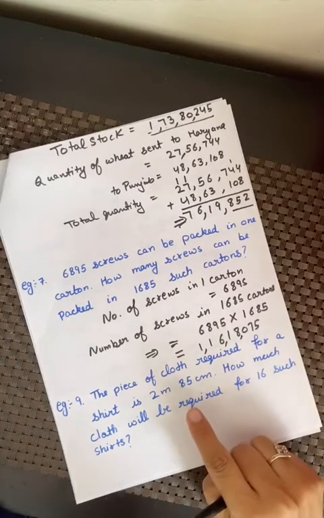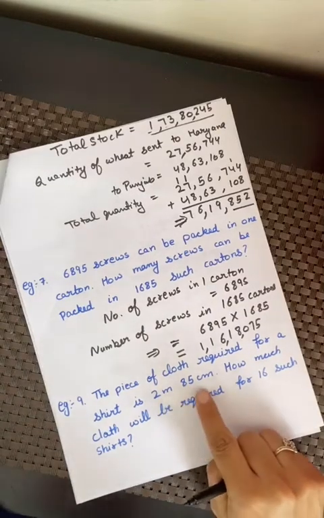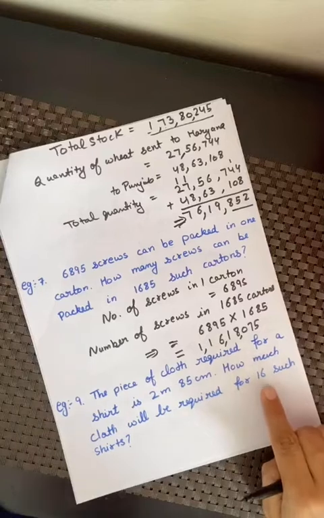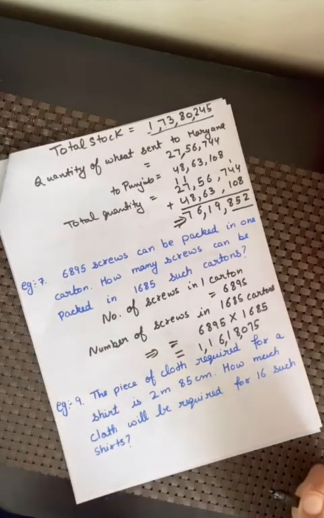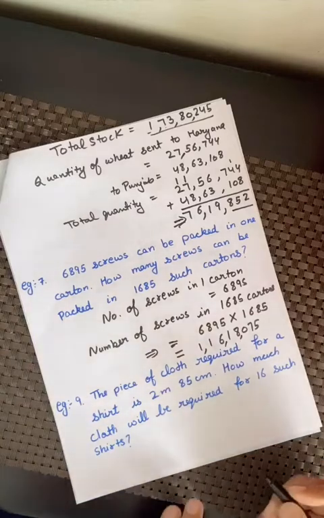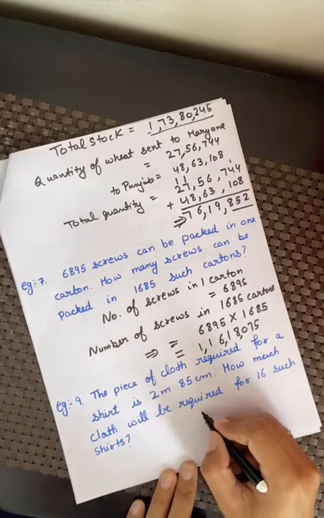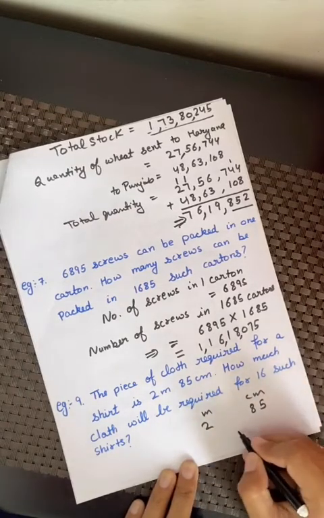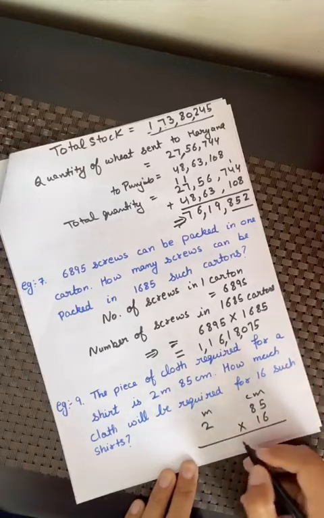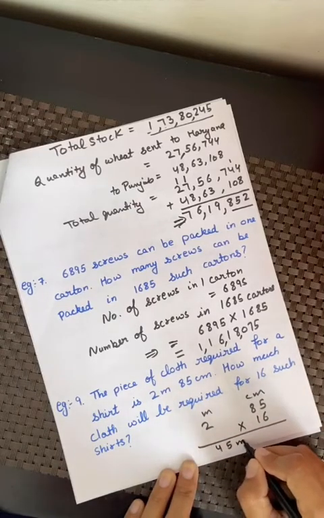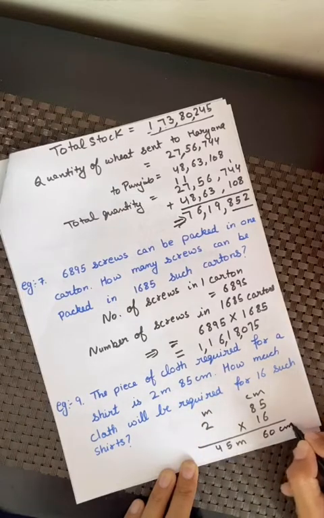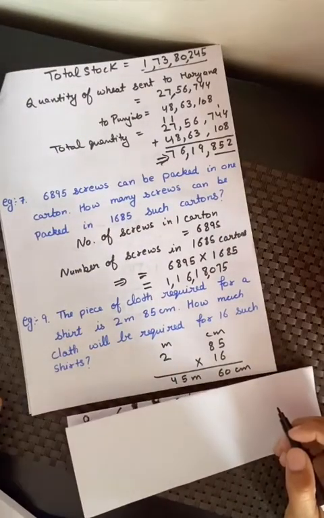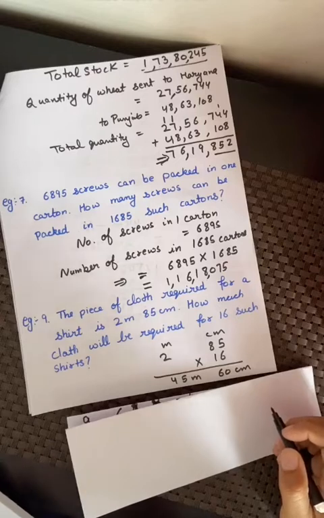So, for one shirt we need 2 meter 85 centimeter, and we have to make 16 such shirts. So how much cloth do we require to make 16 such shirts? Okay, this is meter, this is in centimeter. 2 meter 85 centimeter, and we will multiply with 16. We will get 45 meter 60 centimeter. Okay, let's do the multiplication.